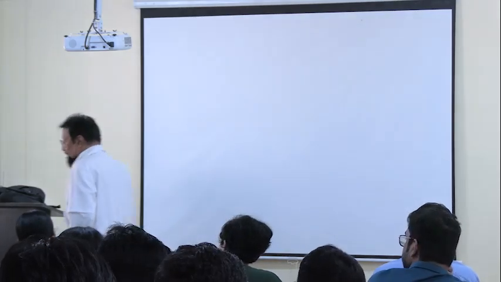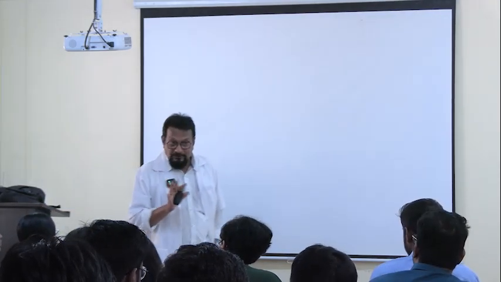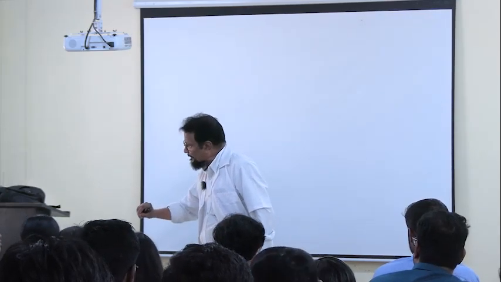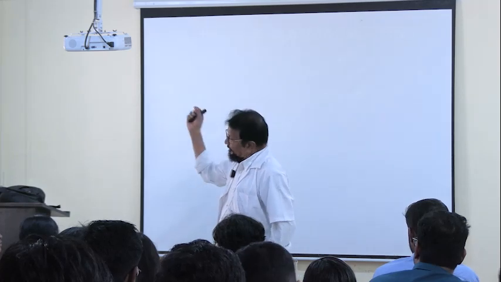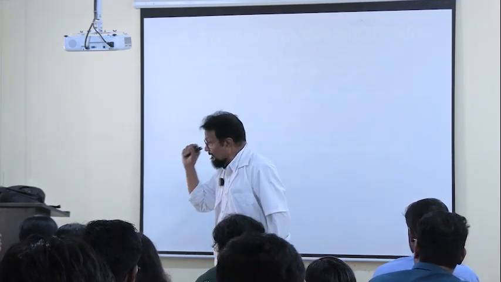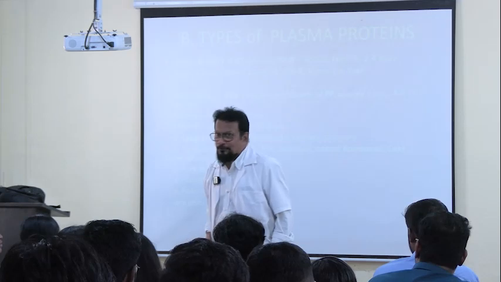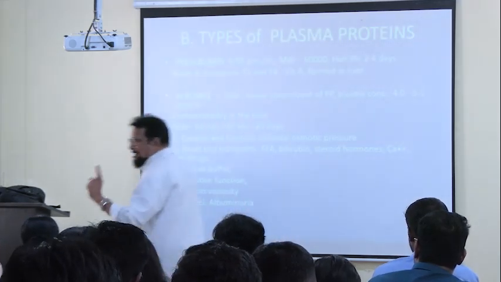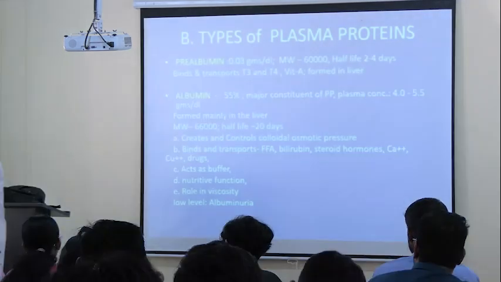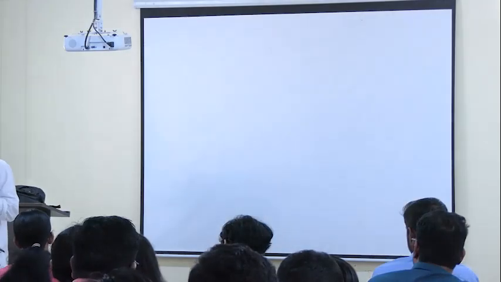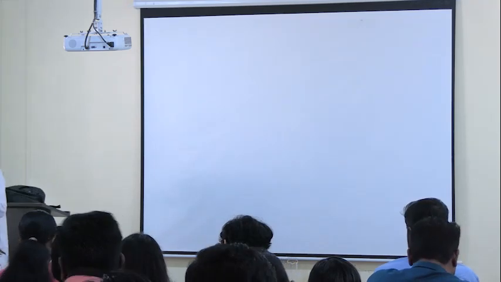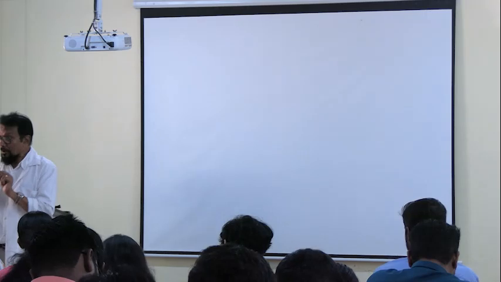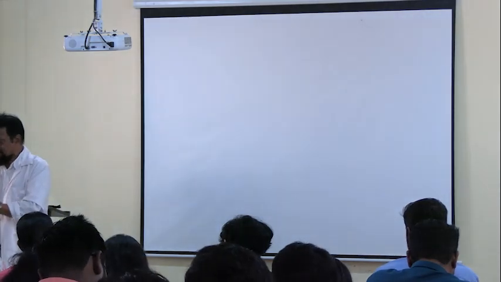So if I know the functions of albumin separately, the function of fibrinogen separately, and the functions of each fraction of globulins, then we will know the functions of plasma proteins. You have to know individually the functions of all the components. When you are studying, you have to know why this component is there. Definitely it has some functions. So what are these functions?